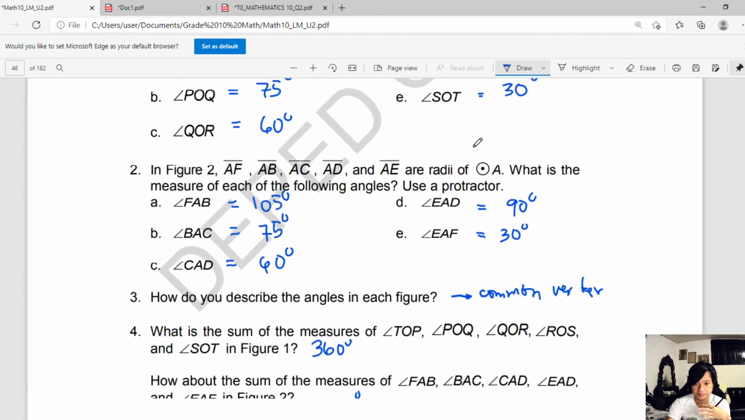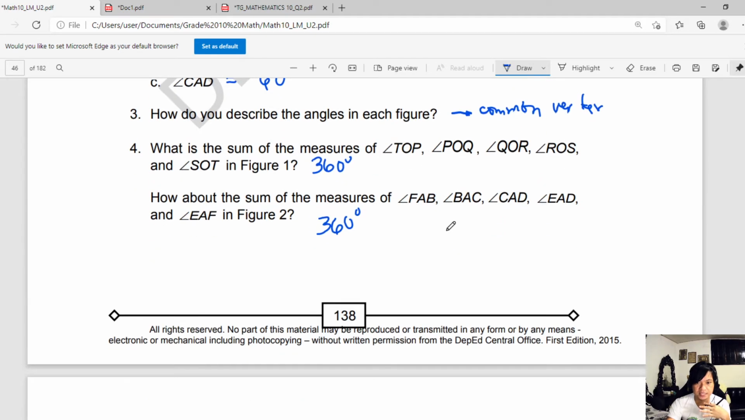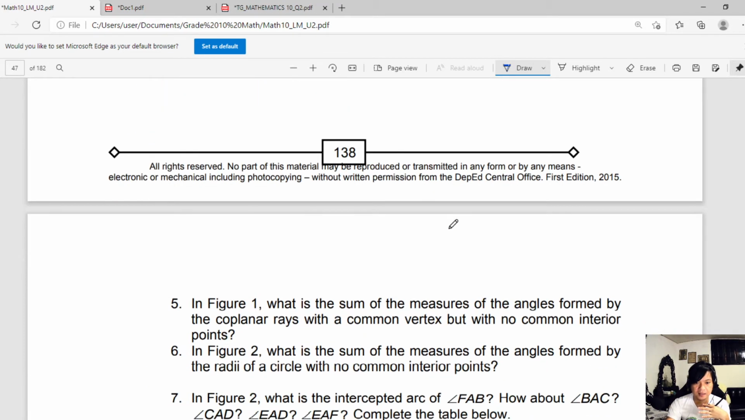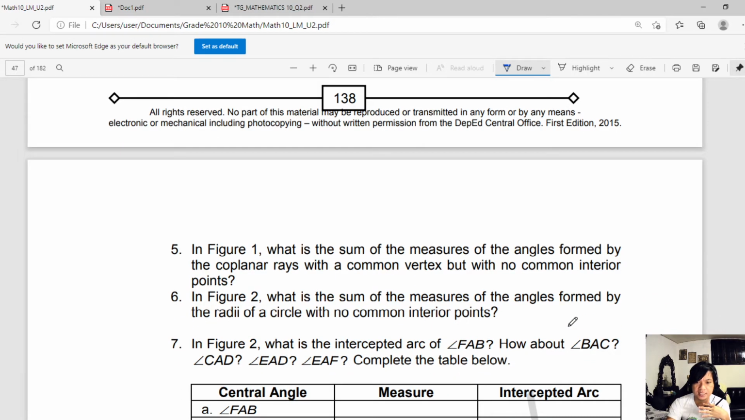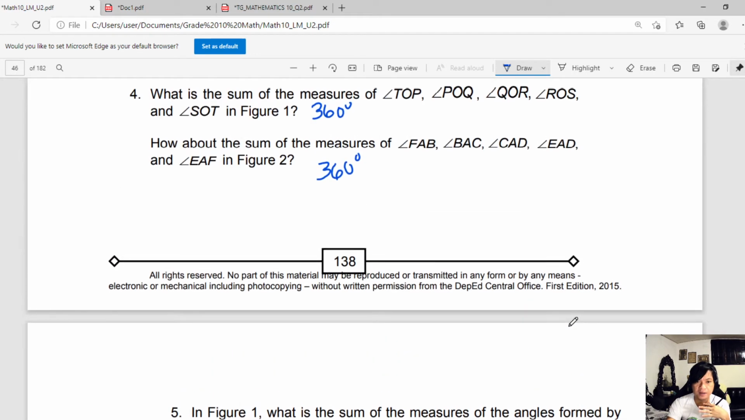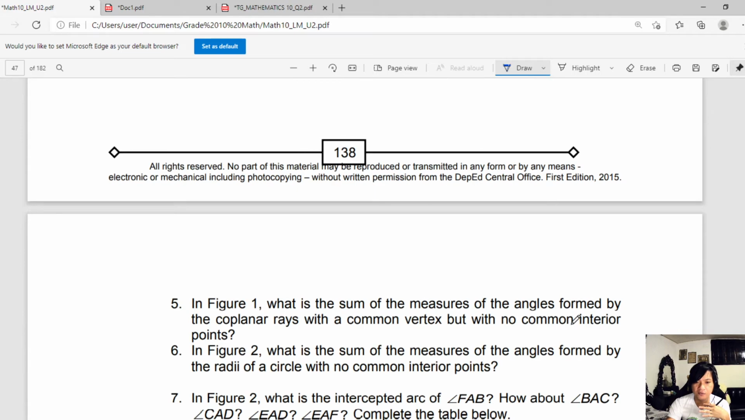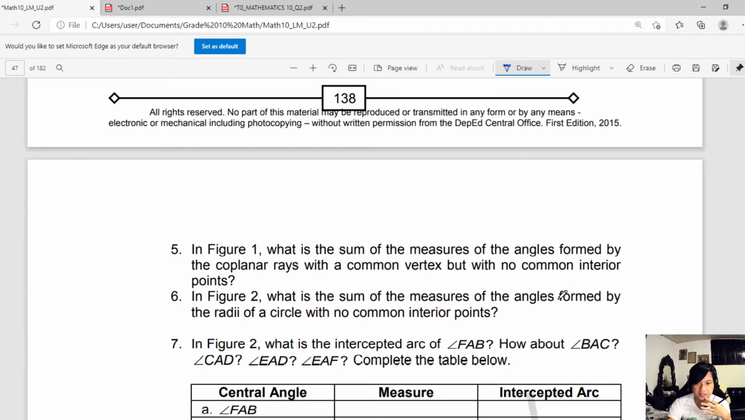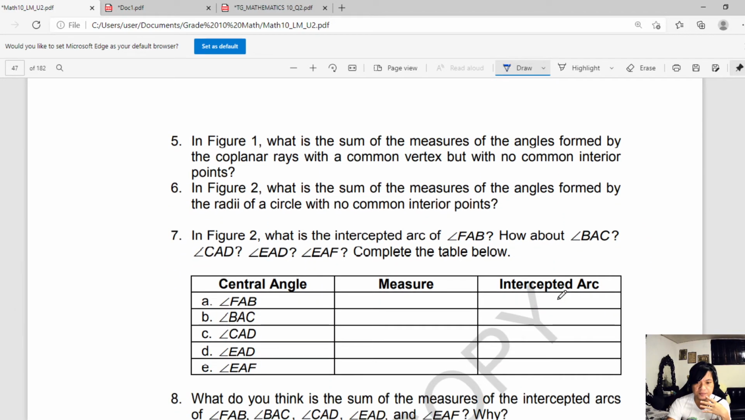In figure 1, what is the sum of the measures of the angles formed by the coplanar rays with a common vertex but with no common interior points? In figure 2, what is the sum of the measures of the angles formed in the divergence with no common interior points? So, ito na siya. Ito na yung summary niya pala.